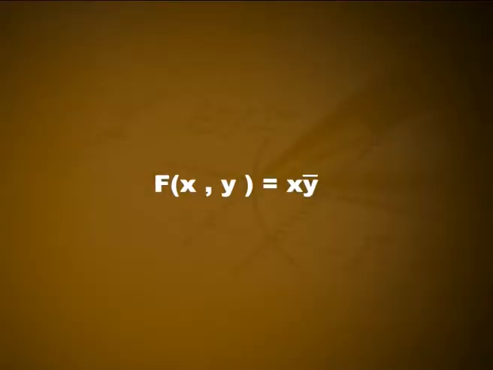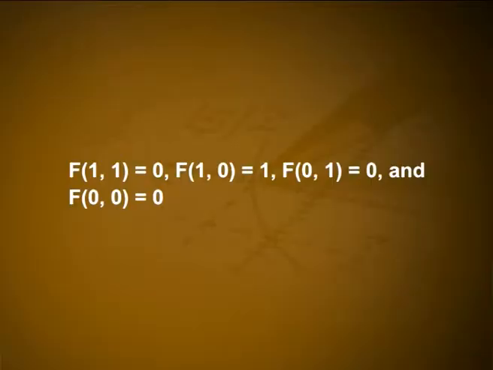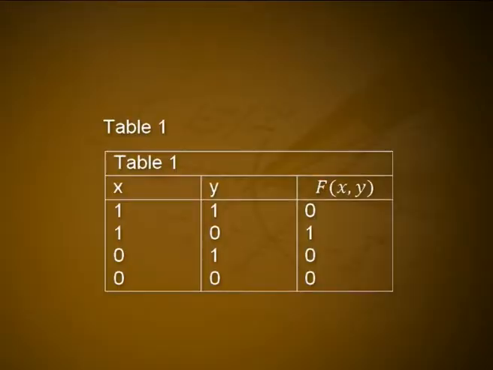Let us see an example. Example 6. The function f(x, y) equal to x y bar, from the set of ordered pairs of Boolean variables to the set {0, 1}, is a Boolean function of degree 2 with f(1, 1) equal to 0, f(1, 0) equal to 1, f(0, 1) equal to 0 and f(0, 0) equal to 0. These values of f are given in table 1.